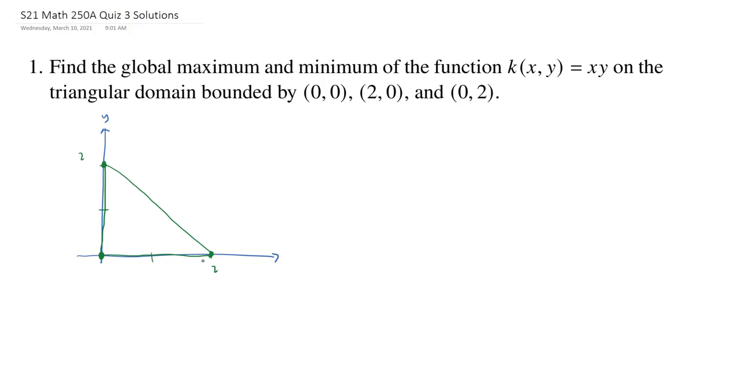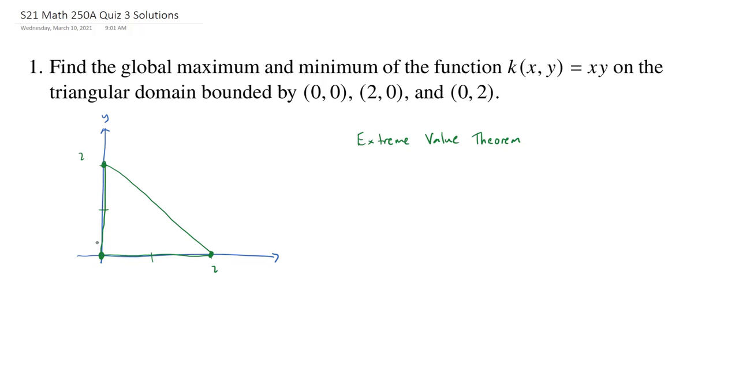Now, for finding the global max and min, eventually we want to use the extreme value theorem. And when we use the extreme value theorem, at some point we're going to want to check the boundary of this curve, which is going to be the outside region. And when we check the boundary of this domain, we're going to need to check each side of the domain.